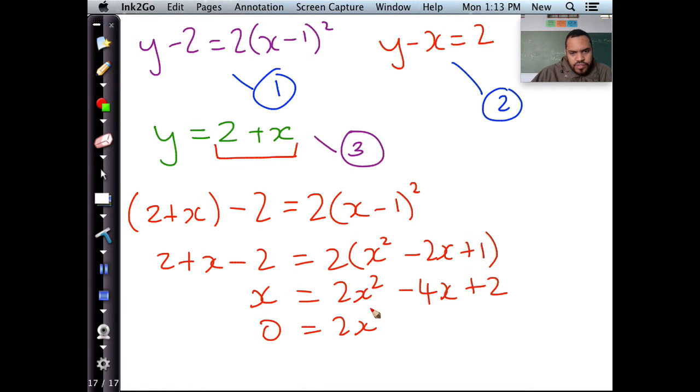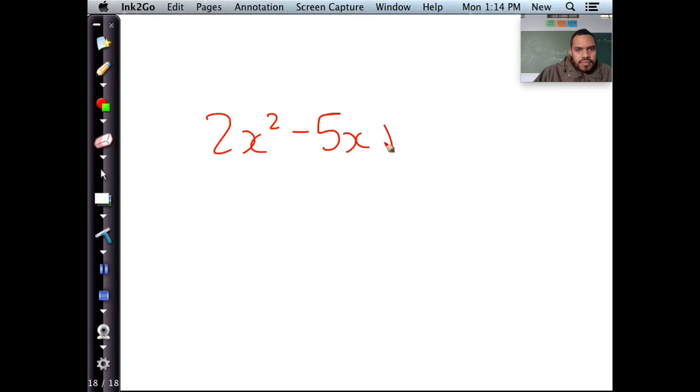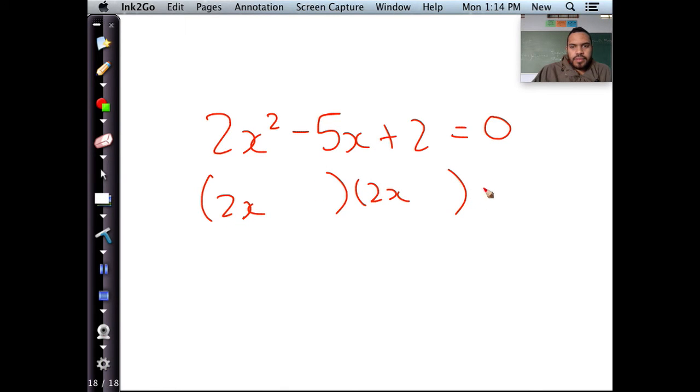I can have 2x squared. This is going to give me minus 5x plus 2. Okay, so at this point in time, you need to factorize this. 2x squared minus 5x plus 2 is equal to 0. Now there's a nice easy trick. The trick over here is to put 2x into each bracket. And then you say 2 times 2, which gives you what? 4. And look for factors of 4 that you add to give you 5. And that's going to be 4 and 1. Both of these are negative.